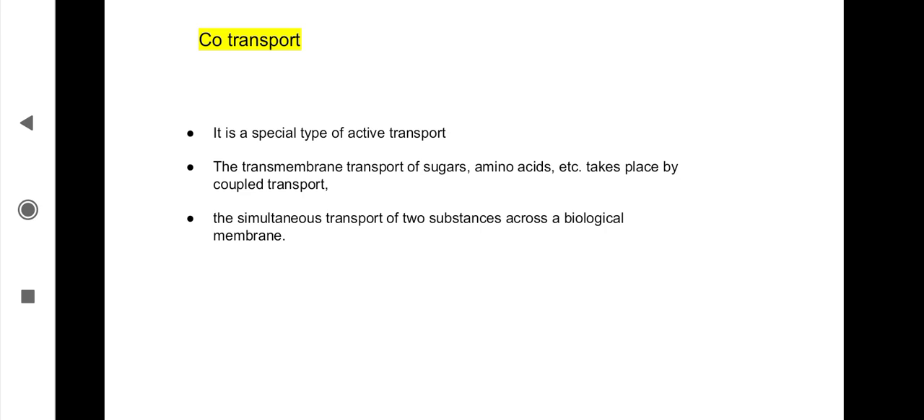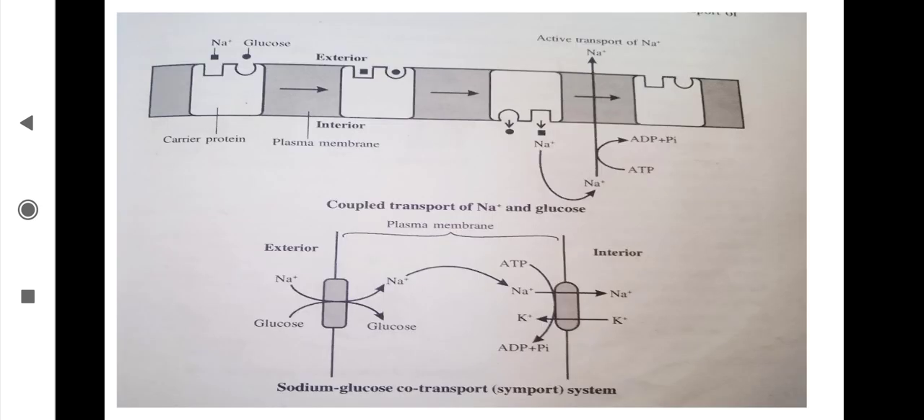In some instances, the transport of these substances is coupled with the active transport of sodium ions. The transmembrane transport of glucose is almost always coupled with the active transport of Na plus, and it is carried out by a common sodium co-transport mechanism.